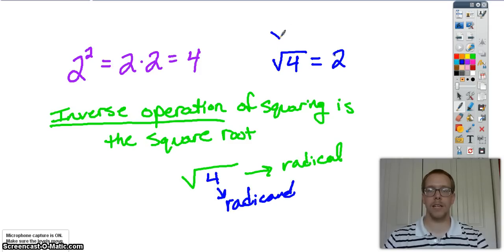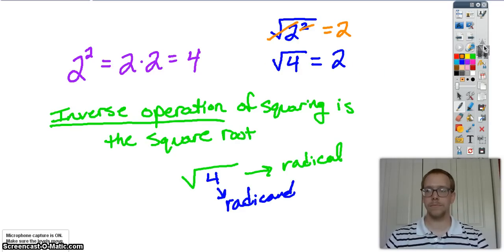Why? We'll take a look here. Square root of 2 squared, it's as if these two operations cancel each other out. Get rid of those two, and what are you left with? Well, you're left with 2. So being that the square root is the inverse operation of squaring, we know the square root of 4 in this case is equal to 2.